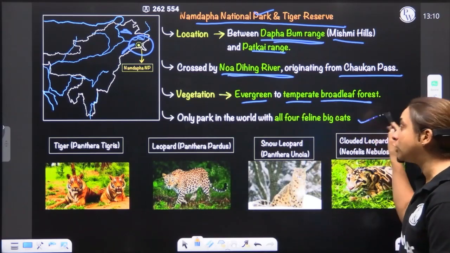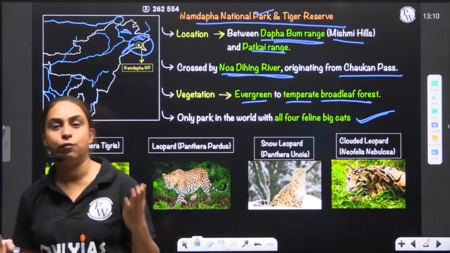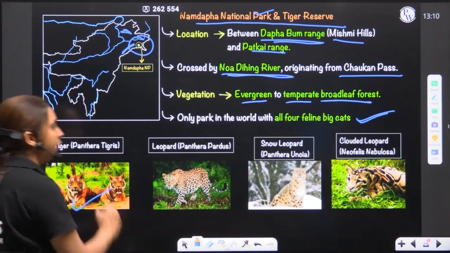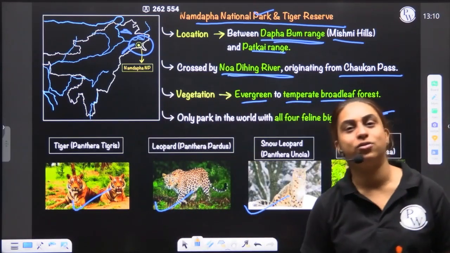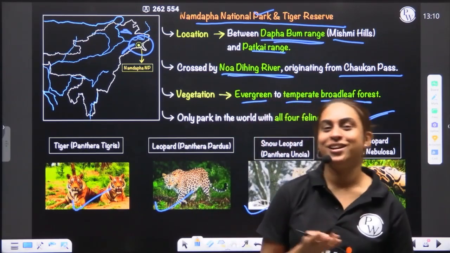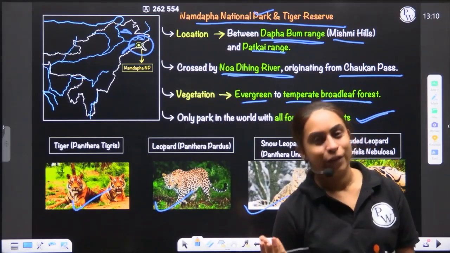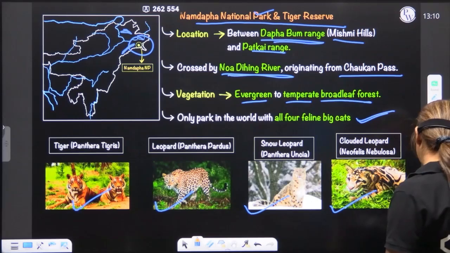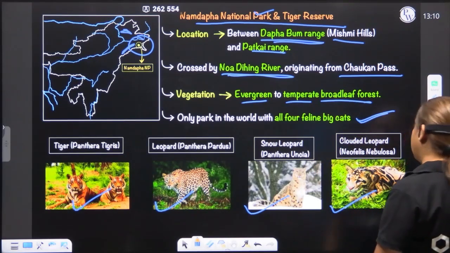This is the only national park which has all four major big cats. So the four major big cats are there. You will have the tiger, you have leopard, you have snow leopard, and you have clouded leopard. All have their own territory. So a very, very interesting fact, that is Namdapha. Clouded leopard, you will have tiger, you have leopard, you have snow leopard. So this is about your Namdapha National Park, between the two hills, the Mishmi Hills as well as the Patkai range.